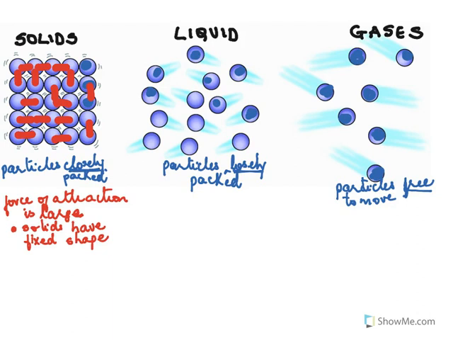So we see the force of attraction in solids is large, and hence the particles are unable to move, and because they're unable to move, the solids have a fixed shape. Particles unable to move from their position. And hence they also have a fixed volume.